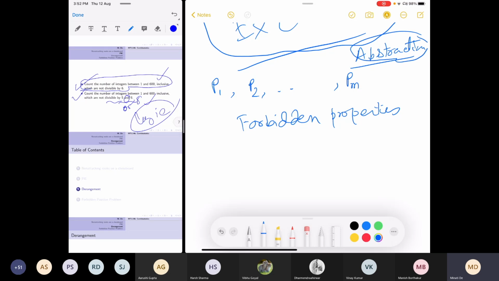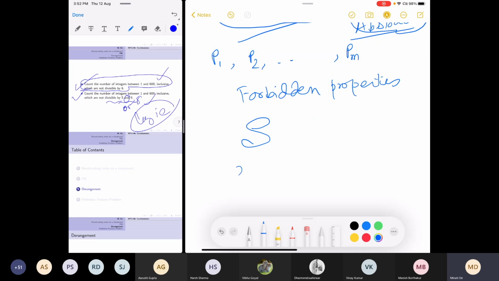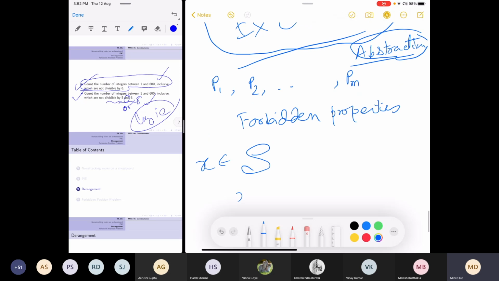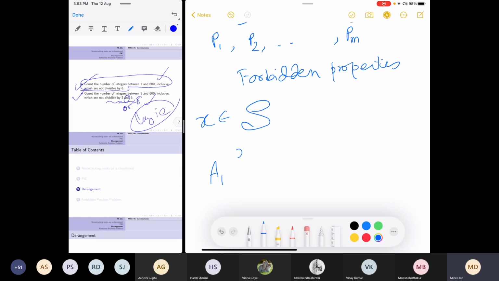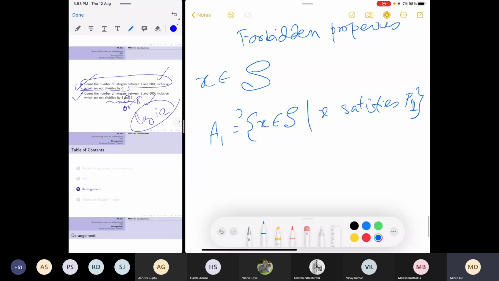So let's say I have a set of elements. That set I am denoting as S. Some of the elements in S satisfy property P1. Let us name that set A1. So A1 is all the elements x belonging to the given set S such that x satisfies property P1. Similarly, you can define A2, up to AM. So in general, Ai is all the elements in the given set S such that x satisfies property Pi. I did not write the word property, so Pi is just shorthand.